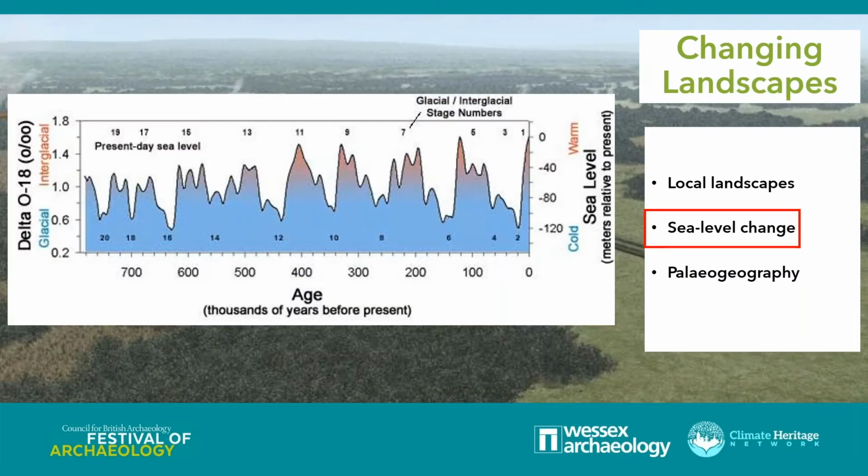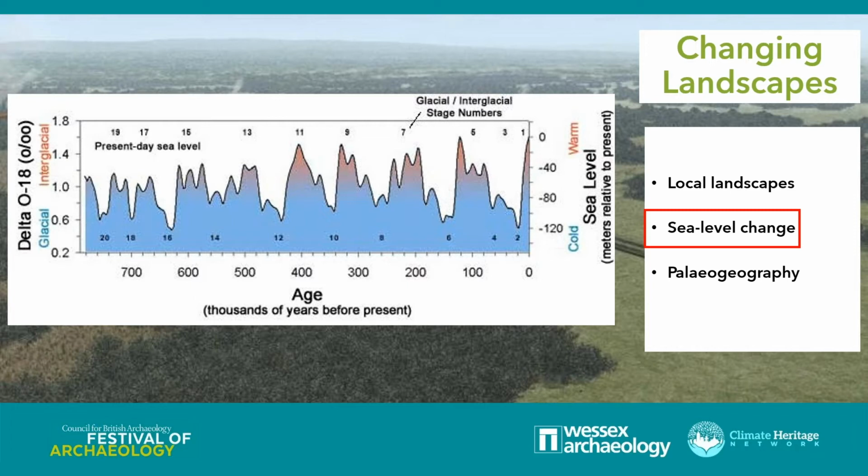During these periods, so across the Paleolithic in total, the landscapes and environments would have changed a lot, but so would sea levels. This is a sea level curve for the last 800,000 years, with the peaks showing periods of high sea level and the troughs showing periods of lower sea level.